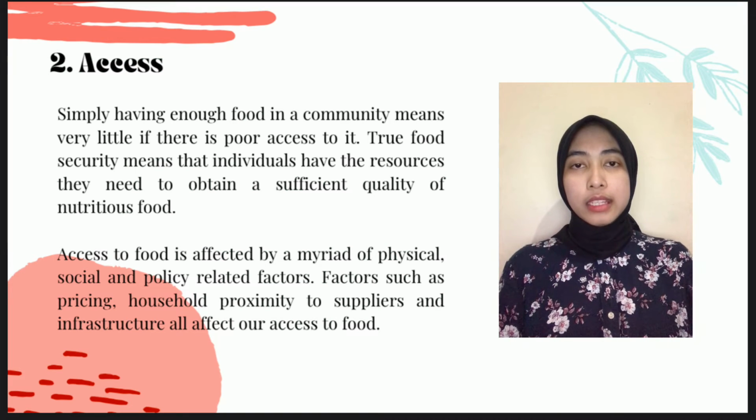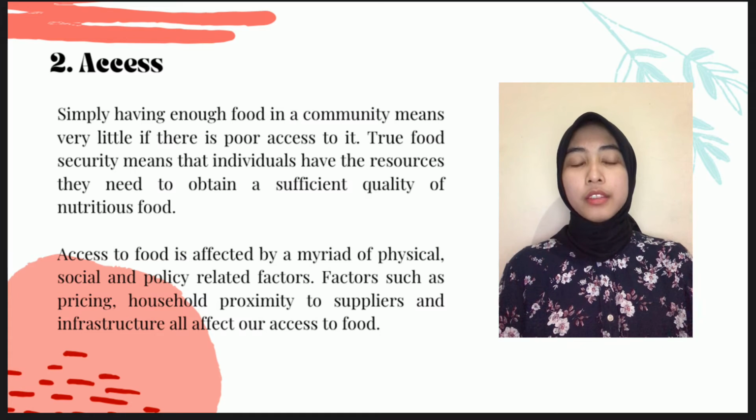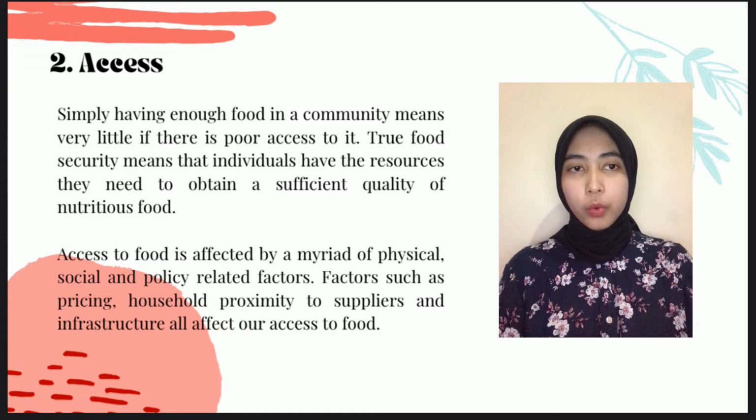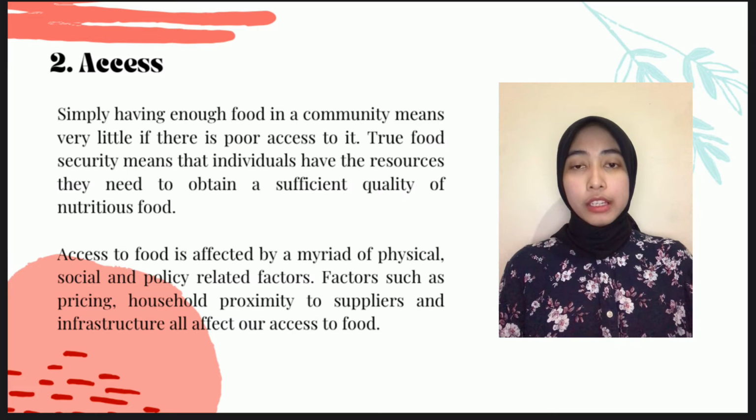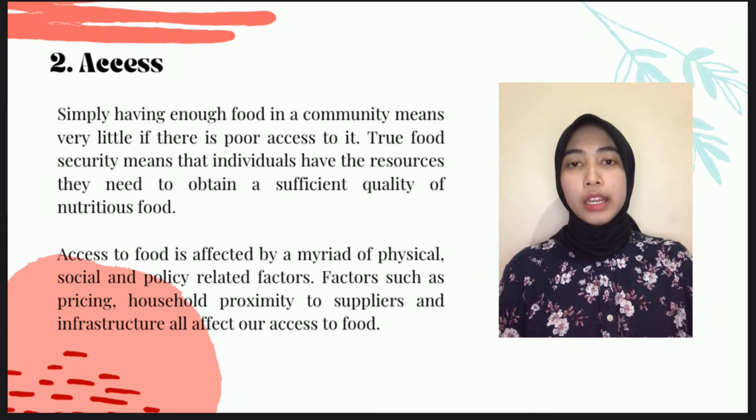The second one is access. Simply having enough food in a community means very little if there is poor access to it. True food security means that individuals have the resources they need to obtain a sufficient quantity of nutritious food. Access to food is affected by a myriad of physical, social, and policy-related factors. Factors such as pricing, household proximity to suppliers, and infrastructure all affect our access to food.